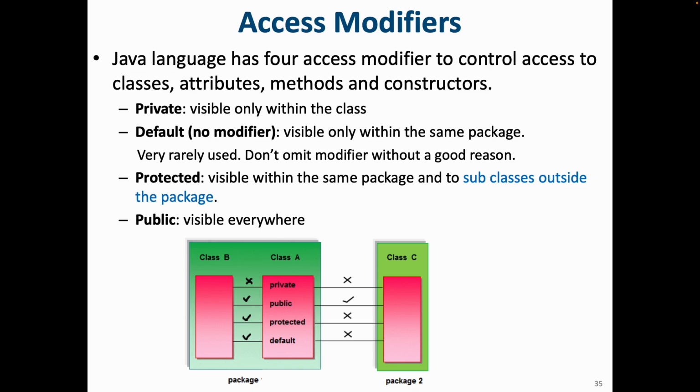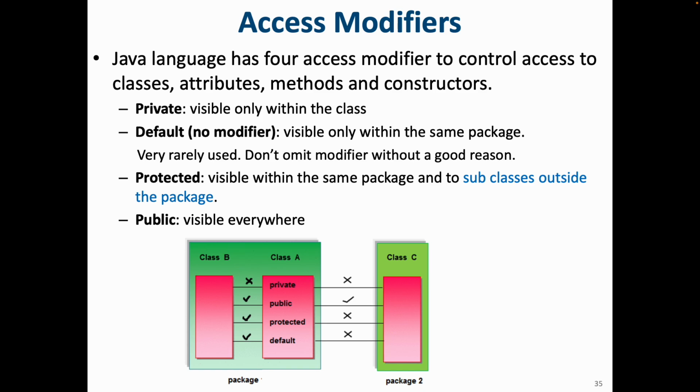What does it mean? When I define a variable or a method public, it means that if I define it in class A, in one package, and there is another class in another package, I can still access it. So everyone can access the public ones. For private, it is the exact opposite. I can only access it within class A, but not in class B, not in class C, not at all.